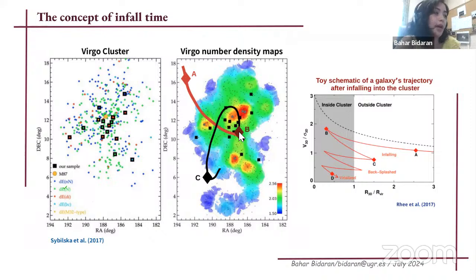But the idea is that we want to know the trajectory of the galaxies inside this cluster. At the same time that Sybilska was working on the number density map of the Virgo, a schematic trajectory of the galaxies on the phase space diagram was introduced. Let's match these two together and understand what this phase space diagram can tell us. The position of your galaxy coming into the cluster changes on the phase space diagram the longer it spends inside the cluster.